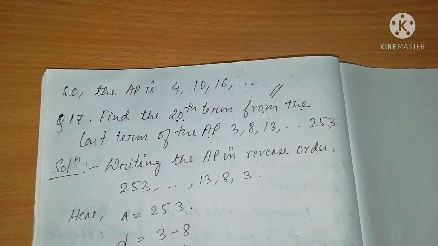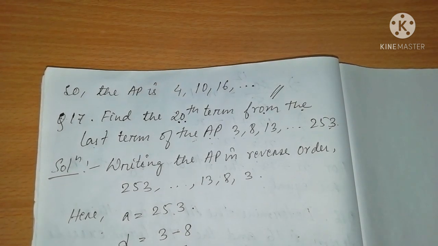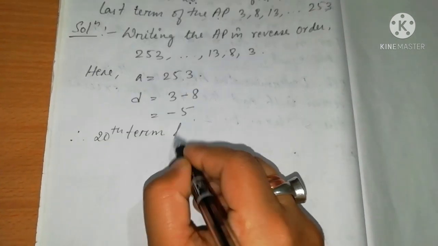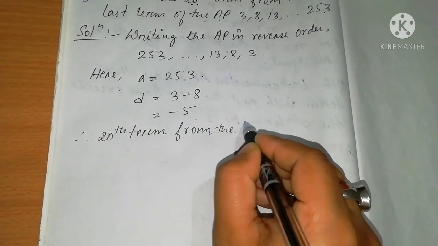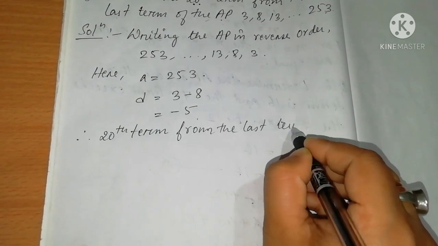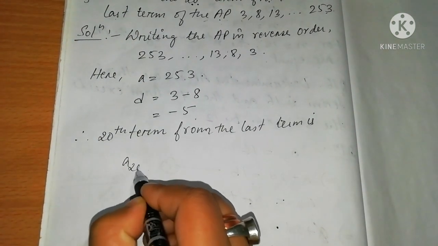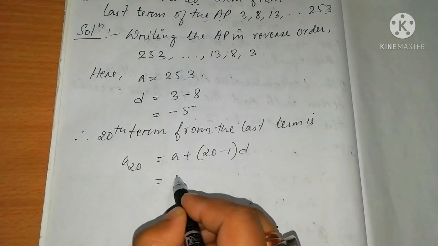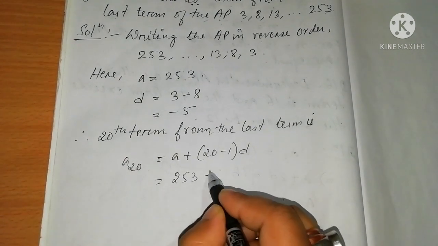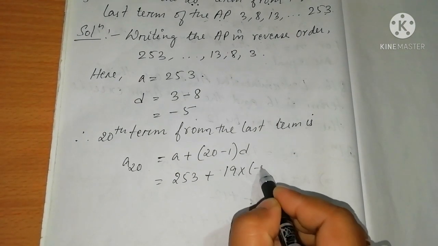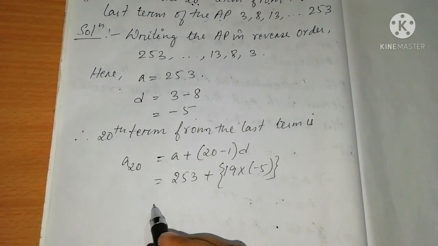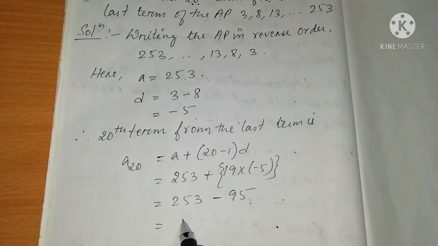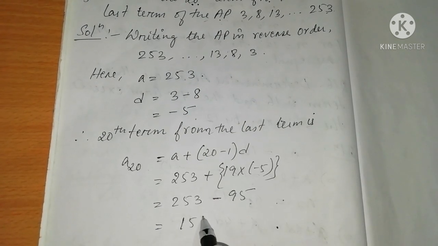So therefore the 20th term from the last term is A20, which is equal to a plus 20 minus 1 d. So a is given as 253. 19 into d, which is minus 5. So 253 minus 95 will give you 158.